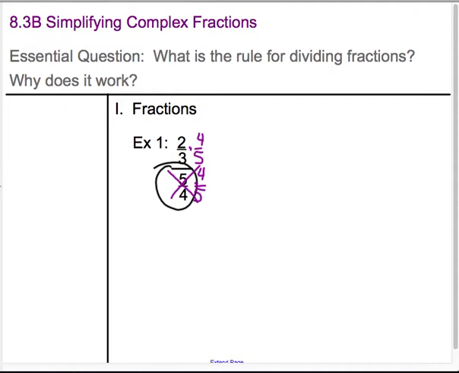Then I simplify this. I don't see any factors in the numerator and denominator that I can cancel, so I multiply straight across. 2 times 4 is 8, and 3 times 5 is 15. If you cancel before you multiply, your final answer will be simplified, and it's easier to do that. But again, in this case, we didn't have anything to cancel.